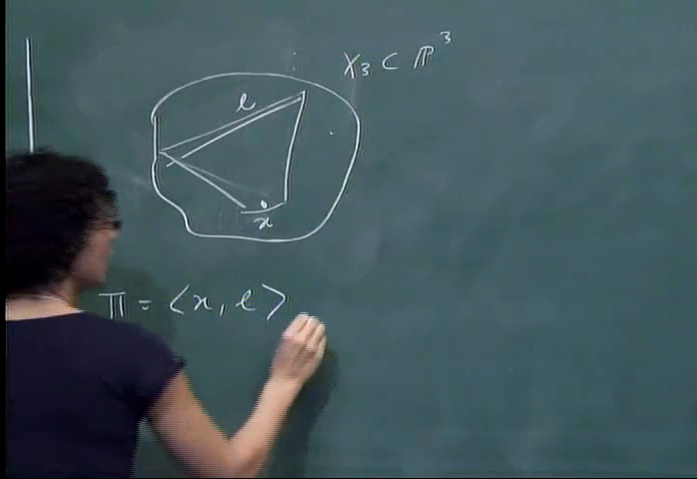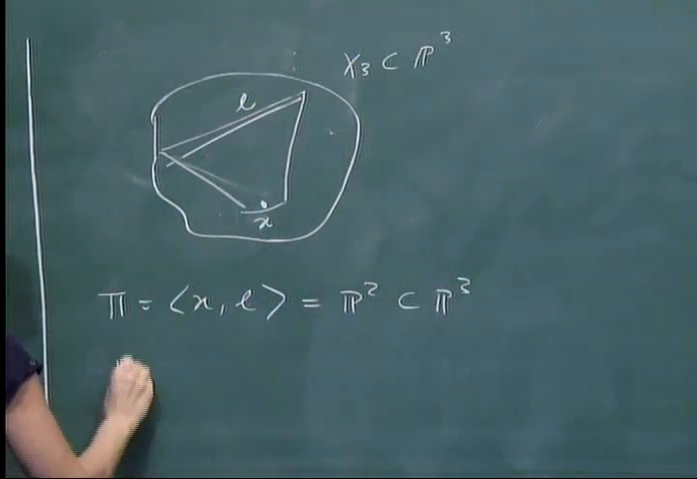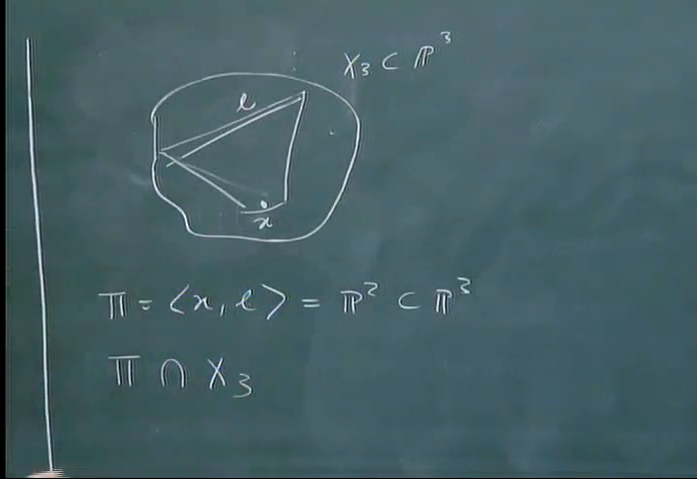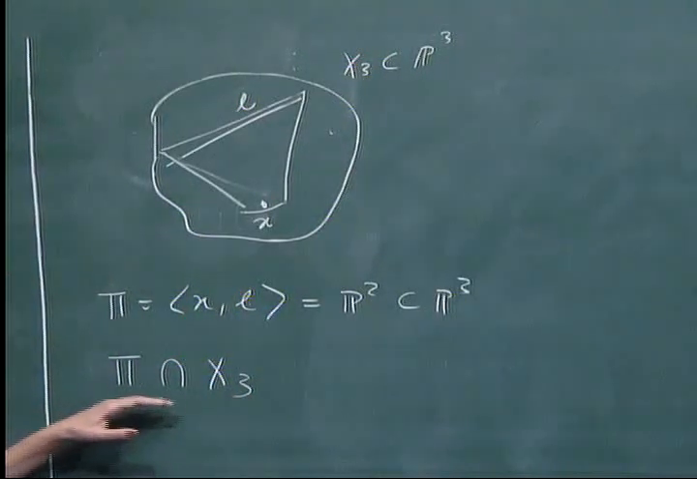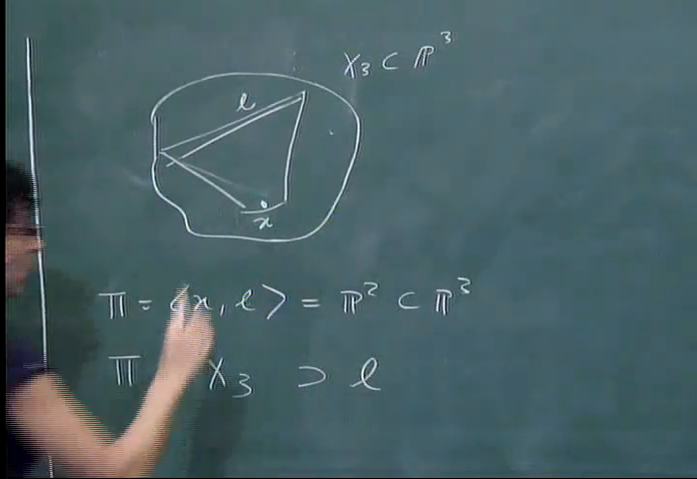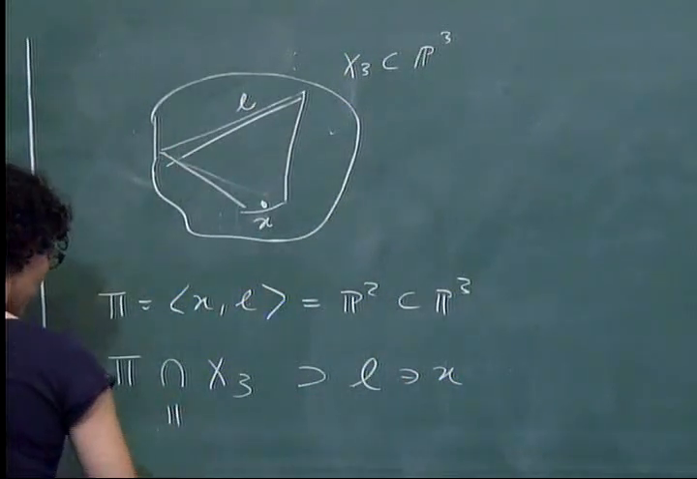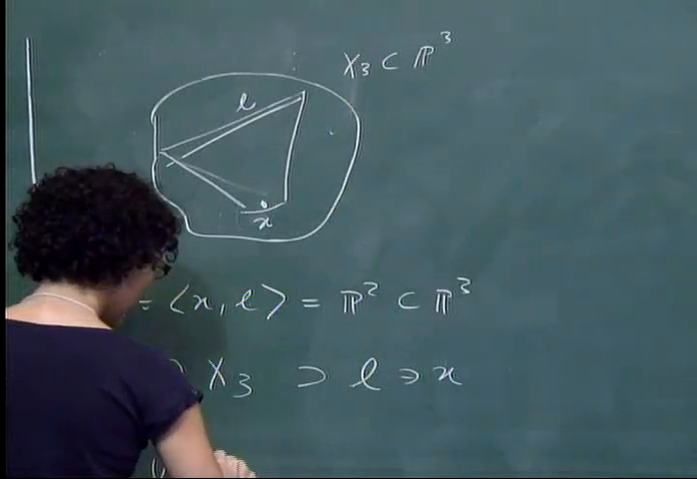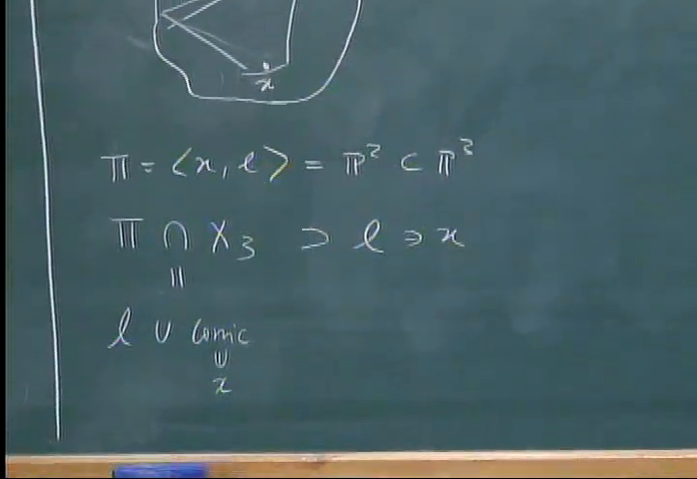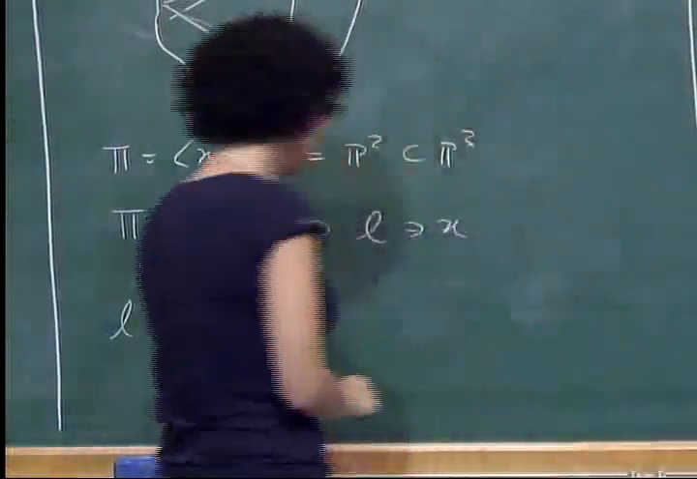So this is a true plane in P3. And the intersection of this plane with the cubic surface X3 will have to be a curve of degree 3. Now this is a curve of degree 3, but it already contains a line which does not contain the point x. So what we see is that this intersection must be a line L union a conic, and this conic must contain the point x.